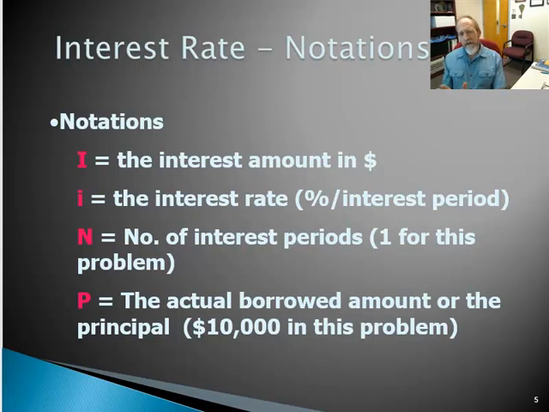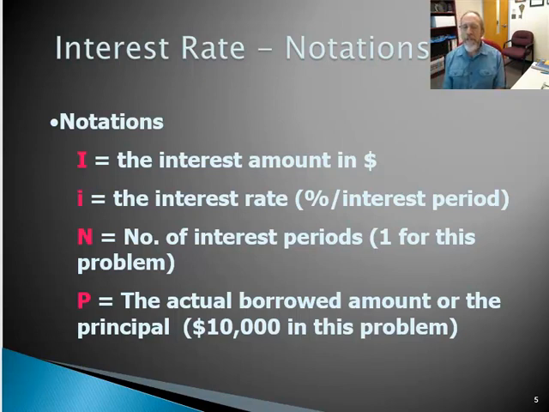Notations are important here because we're engineers and we typically try to use the same variable names as we go along. So big I, that's the amount. Dollars, euros, rand, whatever. Little i is the rate. Percent. It actually is percent per interest period, and interest periods can change. Right now we're talking about annual interest, but we're going to talk about different interest periods in the future.